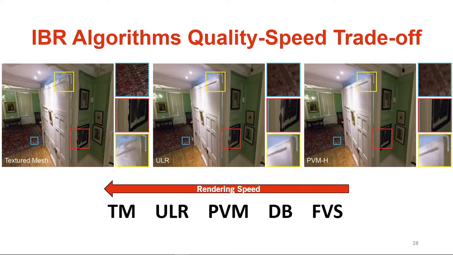And in terms of performance, there is a clear hierarchy, with textured mesh being the fastest and purview solutions being slower, followed by neural rendering. Thus, we render each pixel using either the textured mesh, unstructured Lumigraph, or our purview mesh-based rendering to balance the speed and quality.